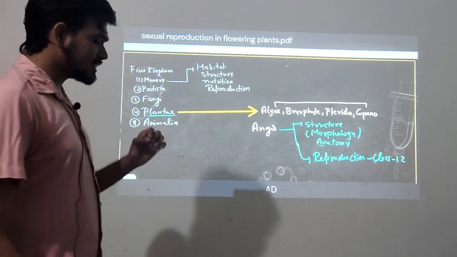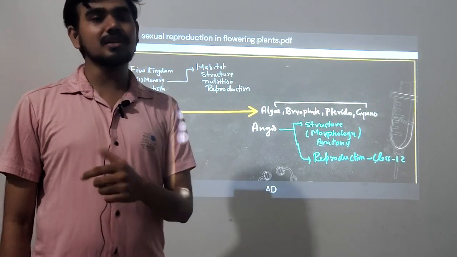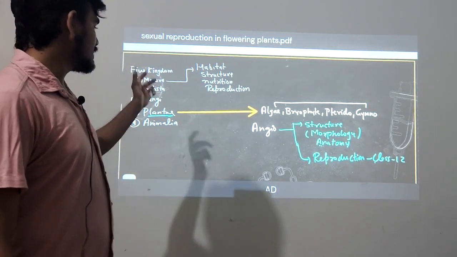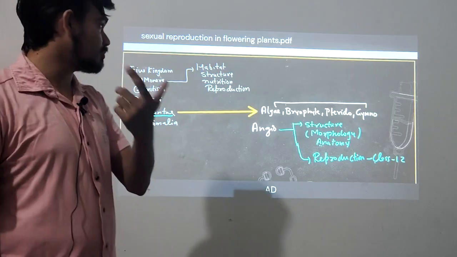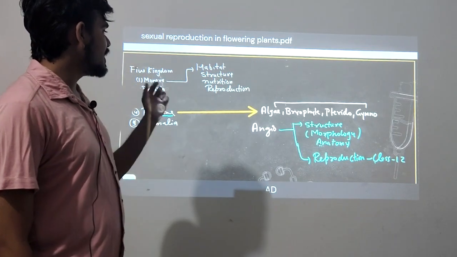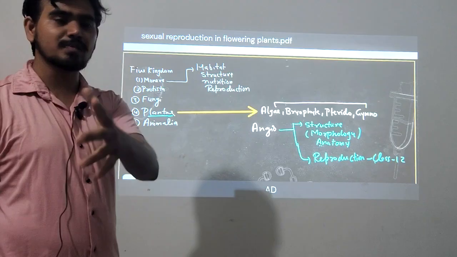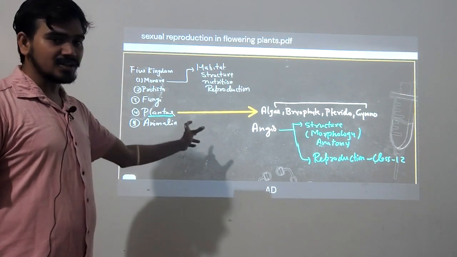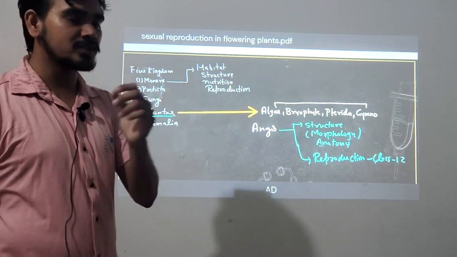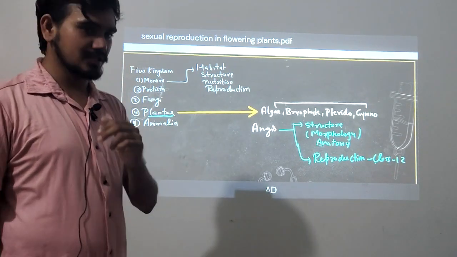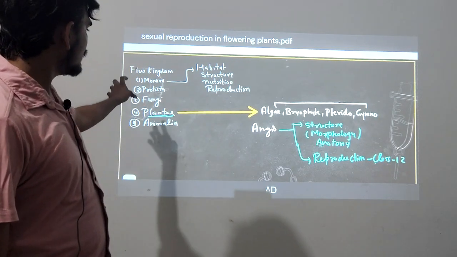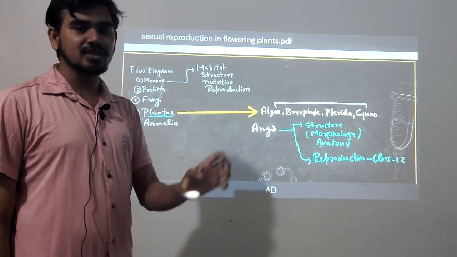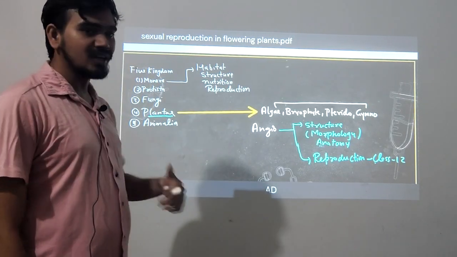So let us start. Earlier in class 11th, in biological classification, you studied the characters of kingdom Monera, like habitat, structure, nutrition and reproduction of bacteria. Even you have studied Protista and fungi, but for Plantae you have studied the plant kingdom as a separate chapter, and for Animalia the animal kingdom.